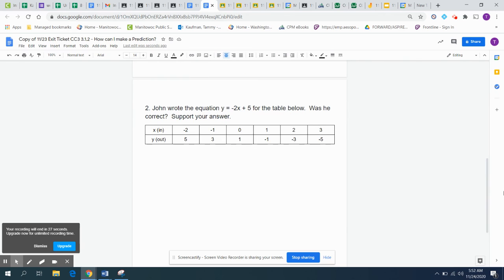All right, so now they give us this table and this equation to see if it works in this table, and I can just plug values in and see if it works. So I'm just going to pick an easy one, 0. This says to find my y, I take -2 times my x and add 5. So if I plug 0 in for that, to find y, it's equal to -2 times 0.